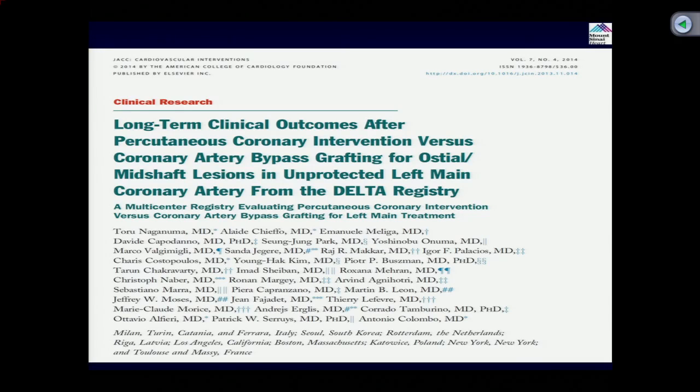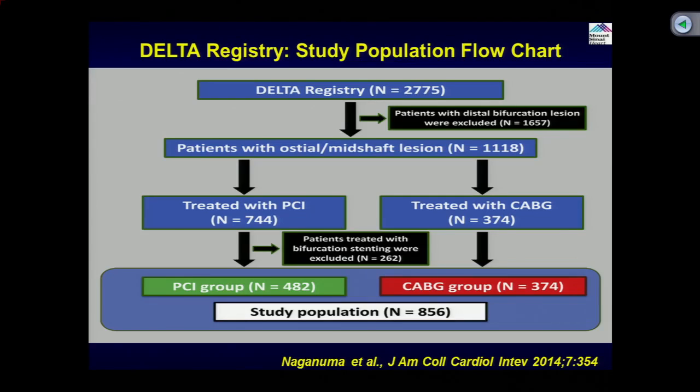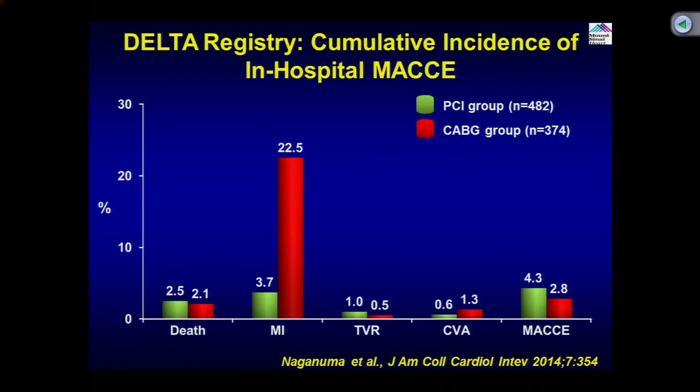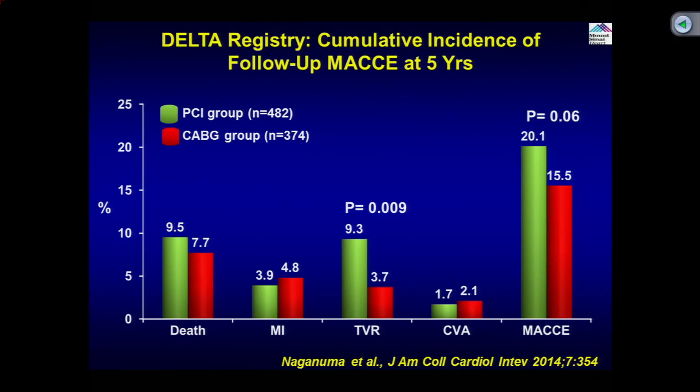But then, just last month, they presented the subset of patients with ostium and shaft lesions from the DELTA registry, derived from the overall group of 2,800 patients. Of the 1,118 ostial and shaft lesions, 374 underwent CABG and 744 underwent PCI. In-hospital outcomes showed a slightly higher MI rate in the CABG group. But more importantly, at 5-year follow-up, death, MI and CV outcomes were identical, with clearly higher TVR, even in the ostial and mid-shaft, in the PCI group compared to CABG. And that led to a non-statistical trend in favor of CABG.